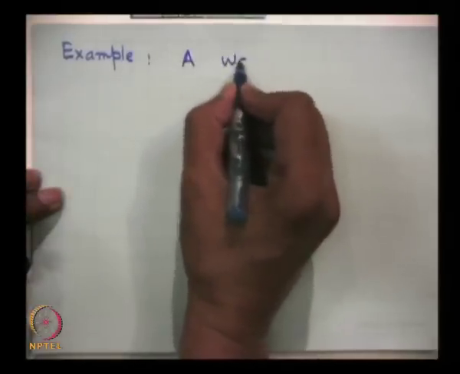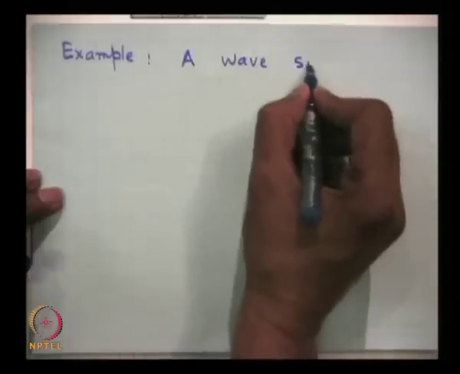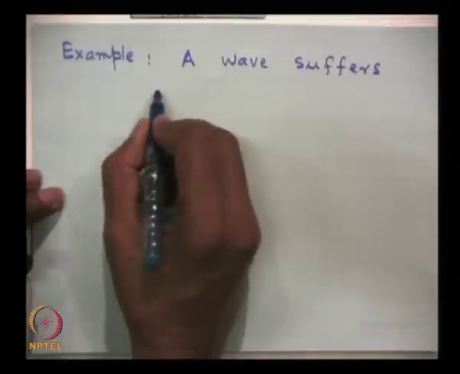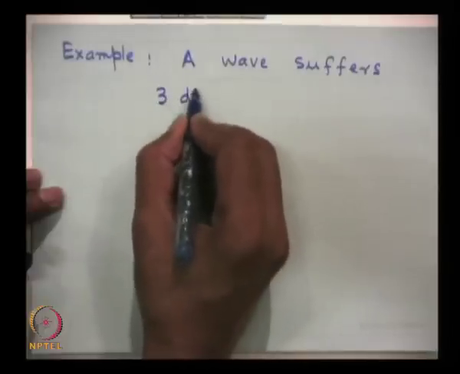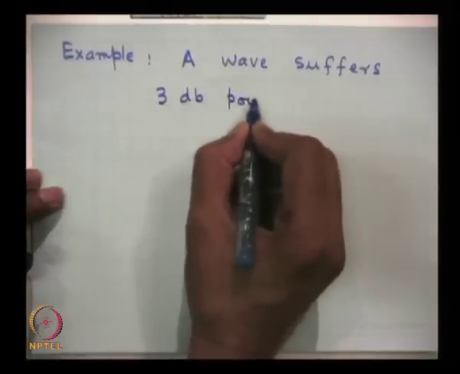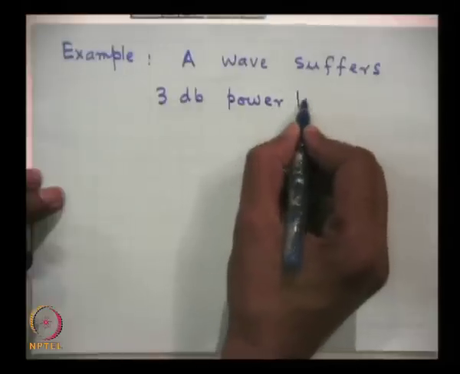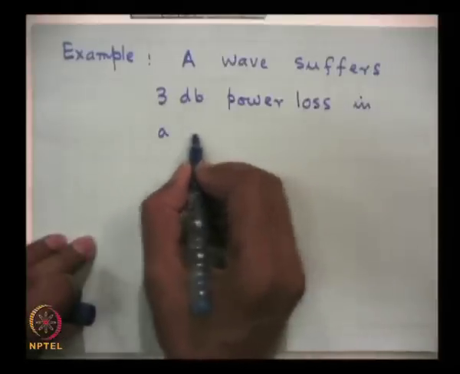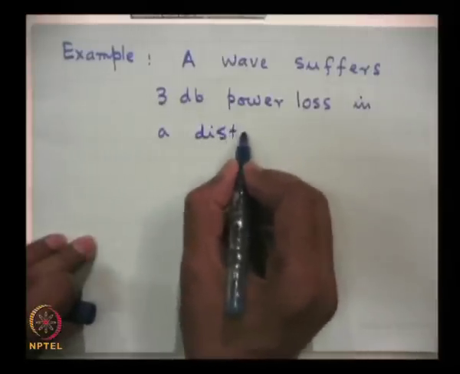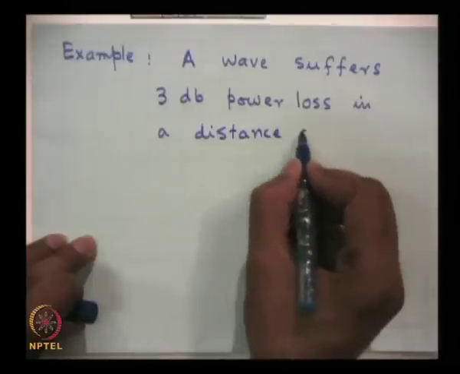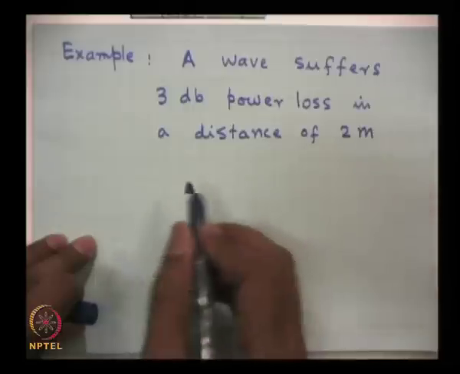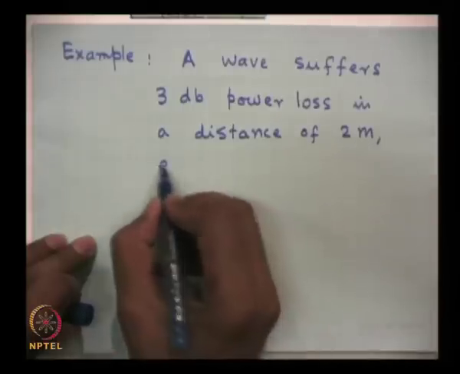A wave suffers, say, 3 dB power loss in a distance of, say, 2 meter. Estimate Ki.